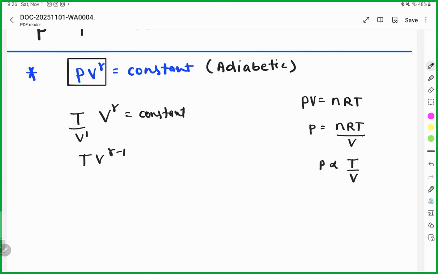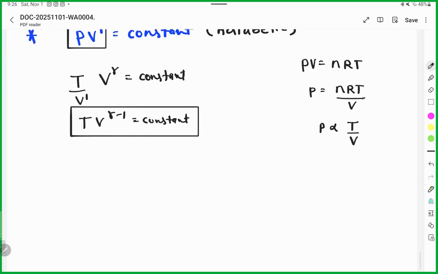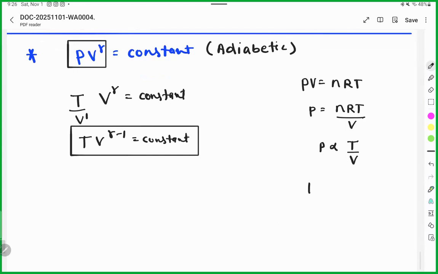Now in the same way, you can calculate for the P and T form. How to do this? Example, you know PV is equal to nRT. So you can also write V is equal to nRT by P. Use this form.